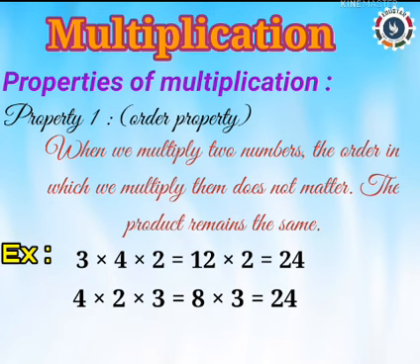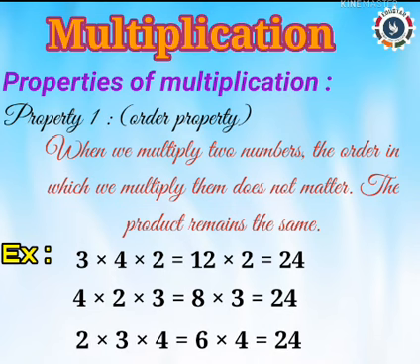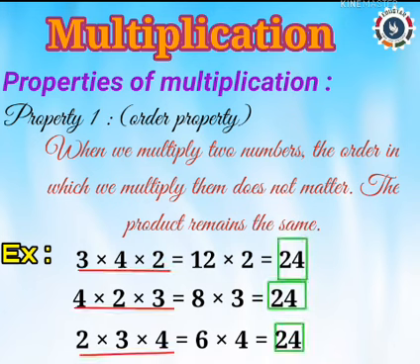Again I am going to change the order. 2 into 3 into 4. On multiplying 2 by 3, we get 6. If we multiply 6 by 4, we get 24. Here, the products didn't change, but I changed the order of the numbers.